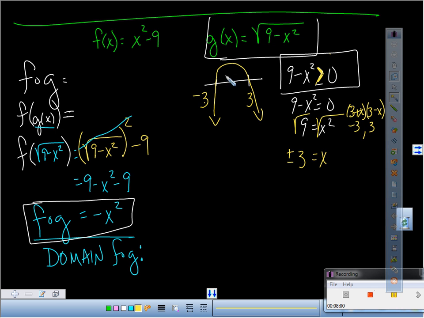Now, I want the part of the parabola that's greater than 0. Would that be above the line or below the line? So that would be the hump. Everybody agree with that? Where are the x's on this x-axis that give me the hump? Between or outside? Okay, so they're between. Now, do they include the -3 and +3 or exclude them? Because it's greater than or equal to, so it has to be inclusive. So what is the domain of this function, guys? -3 to 3. That's his domain, okay? We had to do all that work just to find his domain.